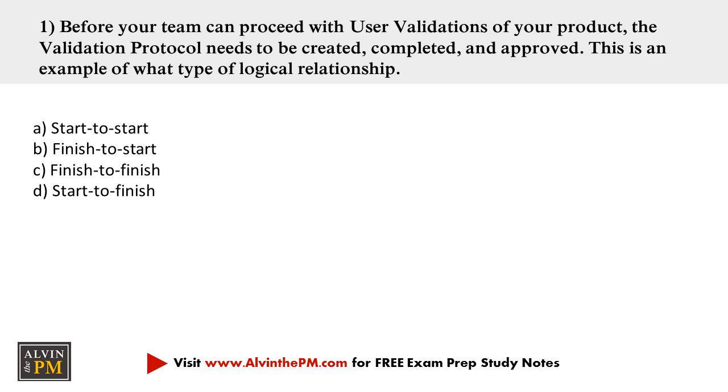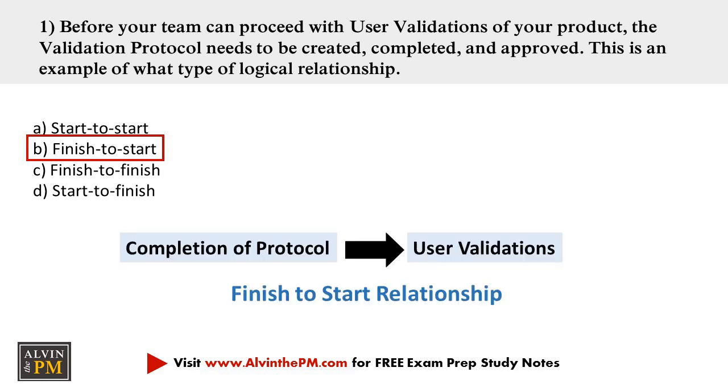So which answer did you choose? If you selected B, then you're correct. This is an example of a finish to start relationship since the protocol needs to be finished before the user validations can begin.